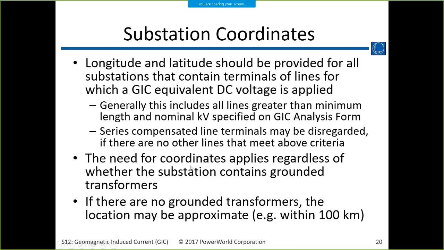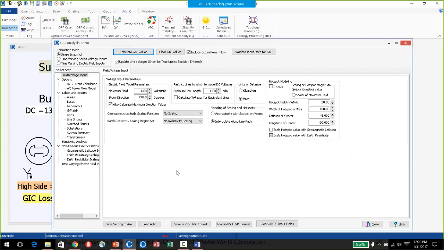So the need to put in substation coordinates applies regardless of whether or not the substation has grounded transformers. If it has at least one bus in it where you're modeling a GIC equivalent DC voltage, you need coordinates, and I kind of skipped over that up to this point.